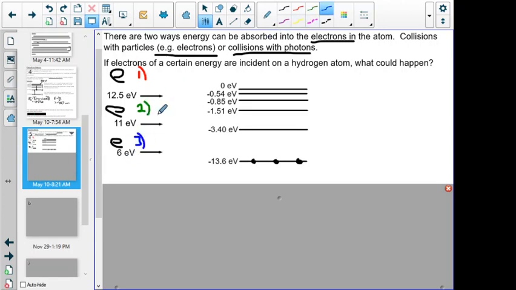Okay. Now, we need to think about what's going to happen with each of these cases. Let's start with case one. Where can that electron go? It comes in with 12.5 electron volts of energy. It collides with this electron right here. What are the possible outcomes for this electron? What energy levels can it go to? Again, here's 1, 2, 3, 4, etc., all the way up. Where might this electron number 1 end up?